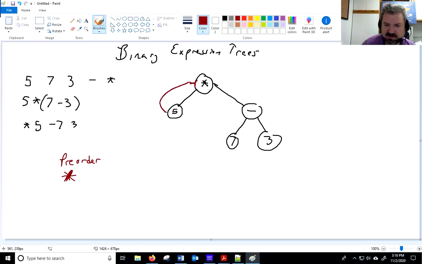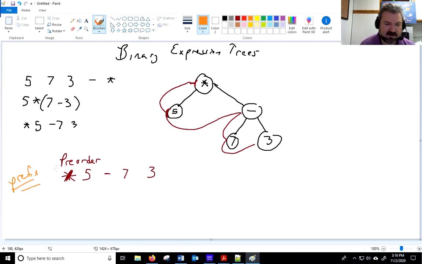So I come over here. Well, I can touch the left-hand side of the 5, so I'm going to put a 5 next. And then I'm going to come around here and I can touch the minus, so I'll put the minus. Then I'll come around here and I'll take the 7, and then I'll get the 3. Well, there we have it. This is the prefix notation. So what we see is pre-order gives us prefix.